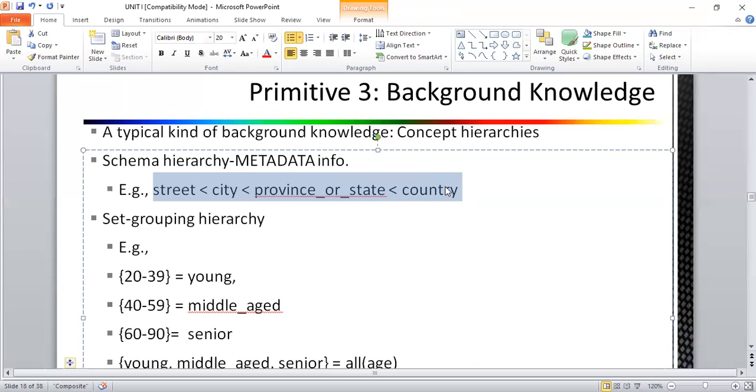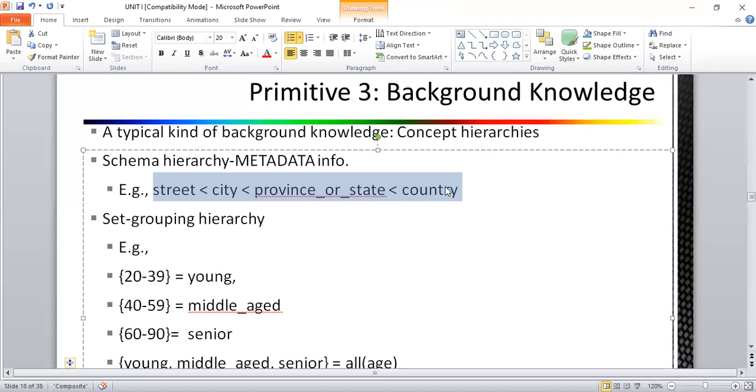Then the next level will be the cities or states. Under USA it will come like New York, California. Under India it will come like different states of Telangana, Delhi, Haryana, and so on. And under those, the sub level will be your street, your particular address, particular area. So that is your concept hierarchy.